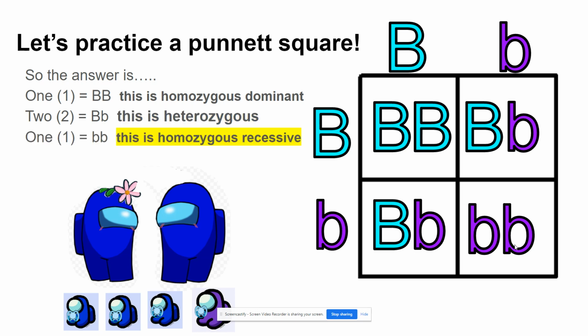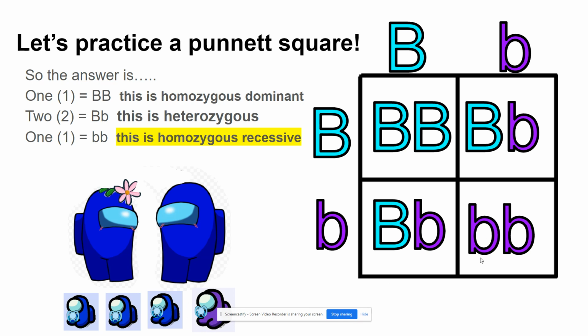Then the final one is little b, little b, and this is considered a homozygous recessive. We call it homozygous recessive because, again, homo meaning same, they have the same alleles, and they're both recessive. This is when the purple recessive trait shows up. There is no dominant trait present.